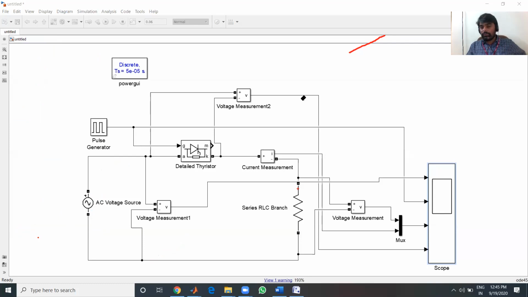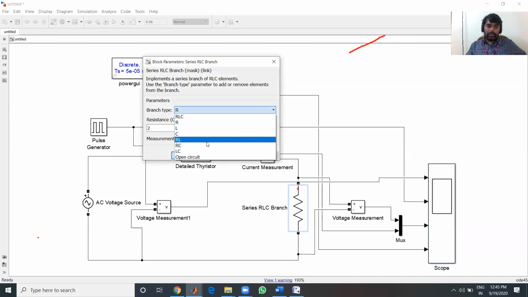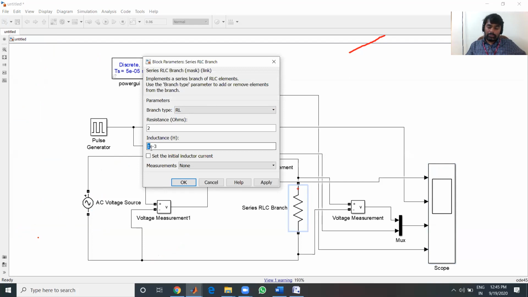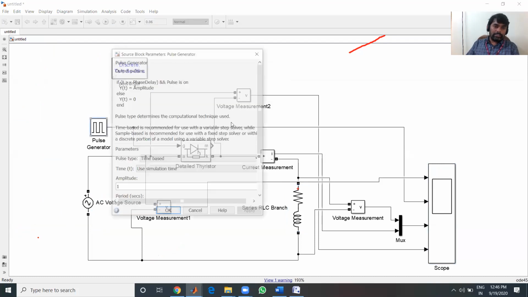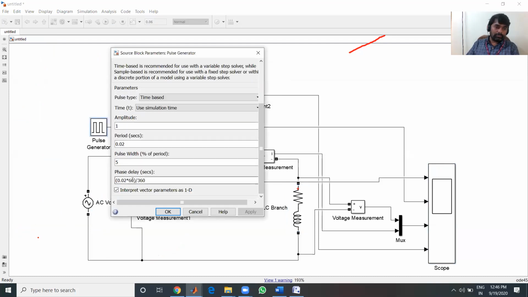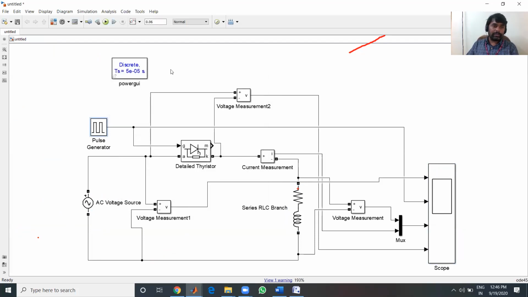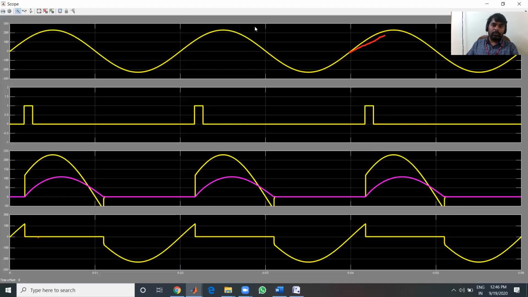Then I will go for RL load. Now, in order to see RL load, you just replace the load here with branch type RL, and now L is 2 millihenry, R is 2 ohm. Just click OK. Now adjust the firing angle alpha to 30 degrees first. We'll see 30 degrees first, then we will go for 60 degrees. Right. If I run this model, I am able to see the output on the scope like this.